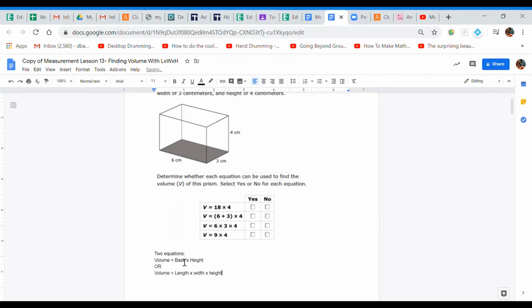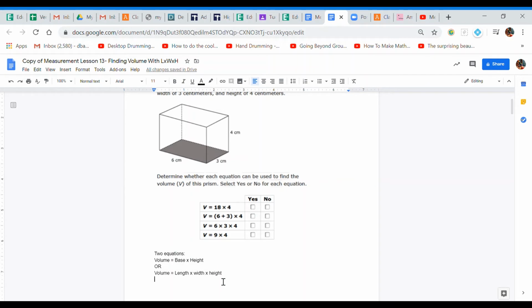Times height. Those are our two equations we can use. They both will get you the correct answer, so there will be different situations where one is more helpful than the other. But what I really want you to be doing on every question you're solving, write out the formula you're using. Write out volume equals length times width times height. Then put in the numbers you have, because that's how you're going to find out which numbers you're using, which numbers may not be important, or in some cases, like in our next lesson, what numbers are missing.